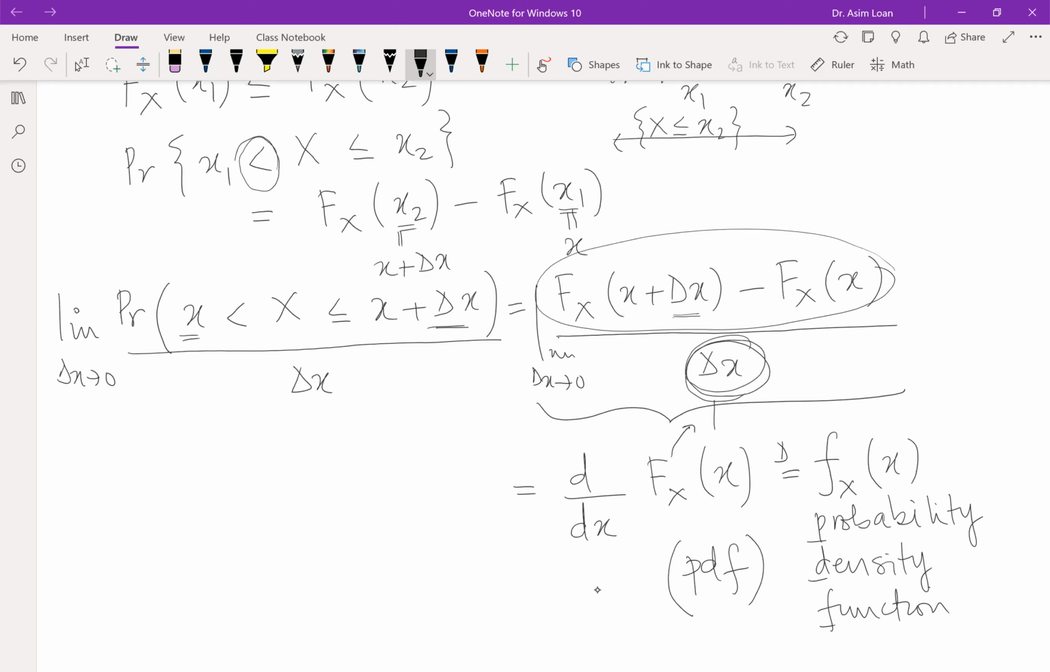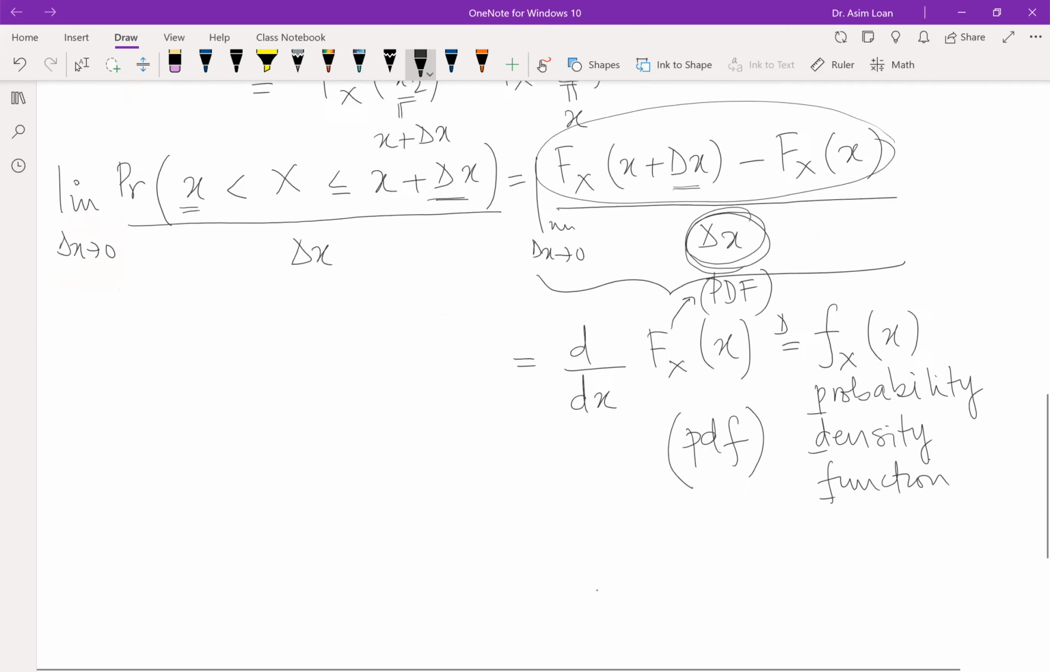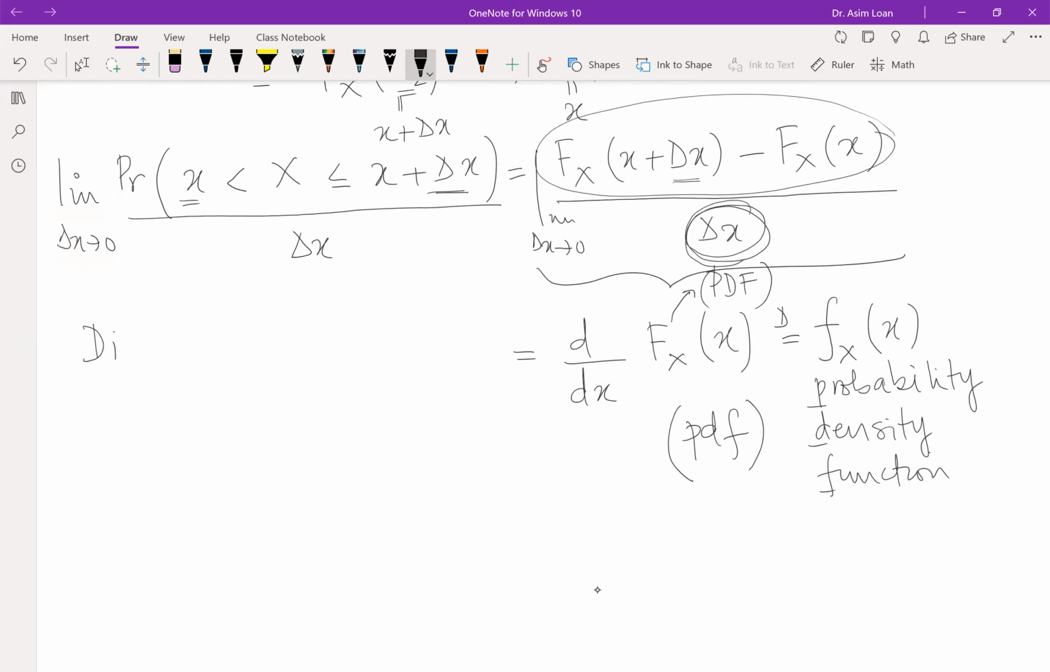So this one is capital PDF, and this one, the small f, is actually the small PDF. So probability density function, same. If you are familiar with the Dirac delta, let me just connect the two.